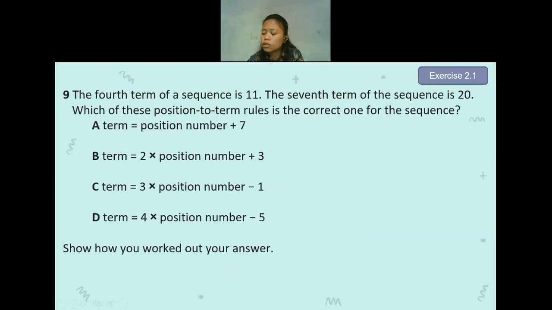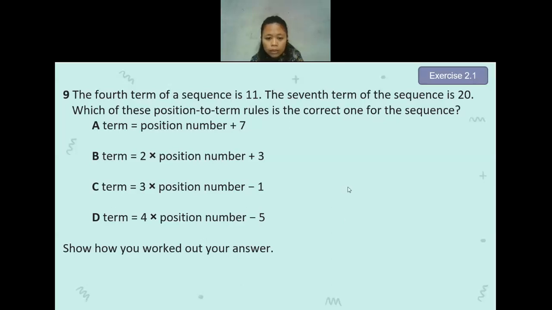Do we still have time? We still have 4 minutes. I think it's still enough for us to discuss a bit of question 9. Okay, now the fourth term of a sequence is 11. The seventh term of a sequence is 20. So to check it, it will be easier for you to check it one by one.